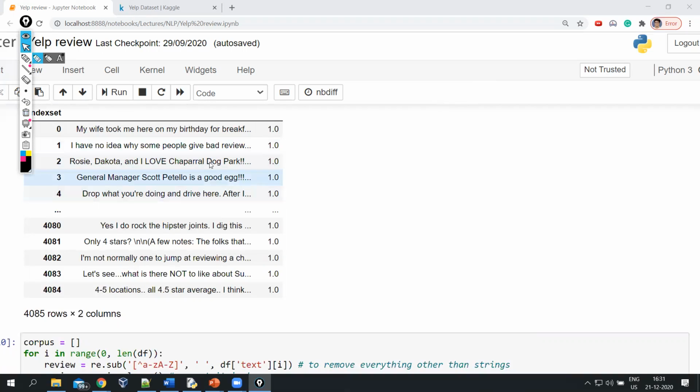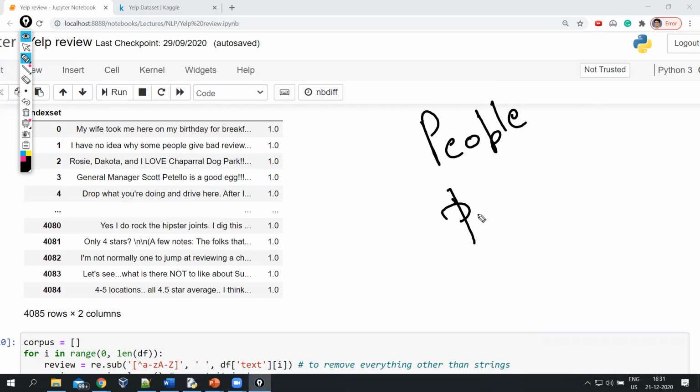Okay, one more thing to understand while working with text is, you can see the word people and this People, here the P is capital and here the p is small.